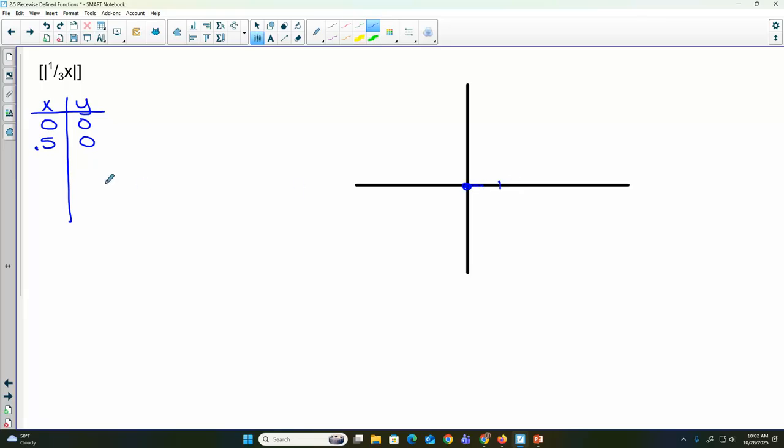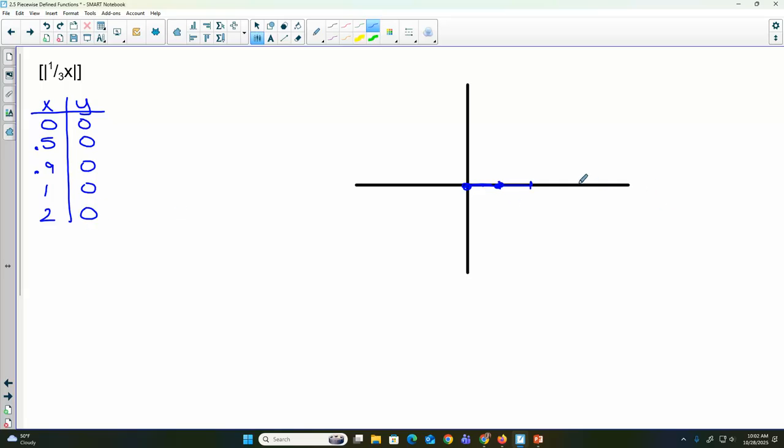Okay, if you put in 0.9, 0.9 times 1/3, 0.3, so the greatest integer of 0.3, still 0. Okay, if I put in 1, 1 times 1/3, 0.3 repeating, greatest integer of that, still 0. Okay, my step hasn't ended yet. What would happen if I put in a 2? 2 times 1/3, 0.6, so the greatest integer of that is still 0.